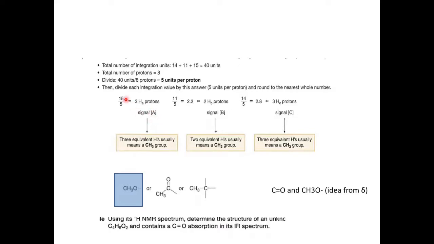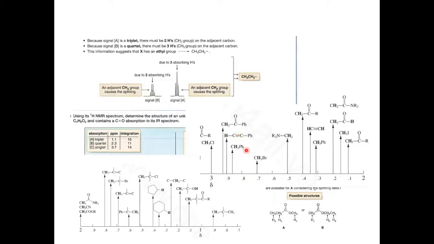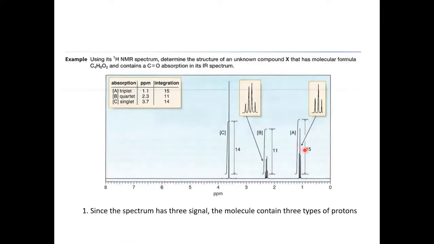So signal A is 11 divided by 5, which is 2.2, so we round off to the nearest whole number, 2 protons. Signal B is 14 divided by 5, 2.8, which we round up to 3 protons, right? So we know this has 3 protons, this has 2 protons, and this has 3 protons. So this is a singlet, right?